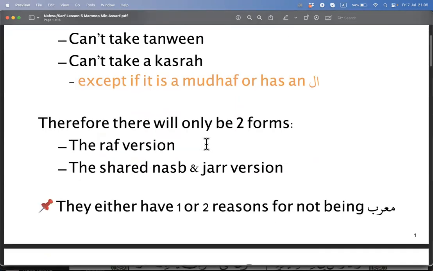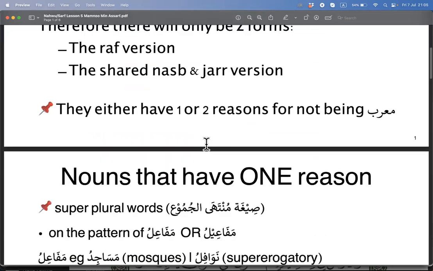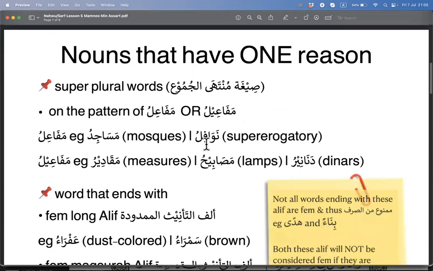These kinds of words, they either have one reason or two reasons for not being mu'rab. So if you see a word in the pattern of mafa'ilu or mafa'il, it doesn't have to be meem, it can be any letter, can be noon, can be hamzah, can be anything. As long as it has the pattern of mafa'ilu, there's an alif in the middle somewhere, and in the second pattern mafa'il there's an extra ya in the middle.